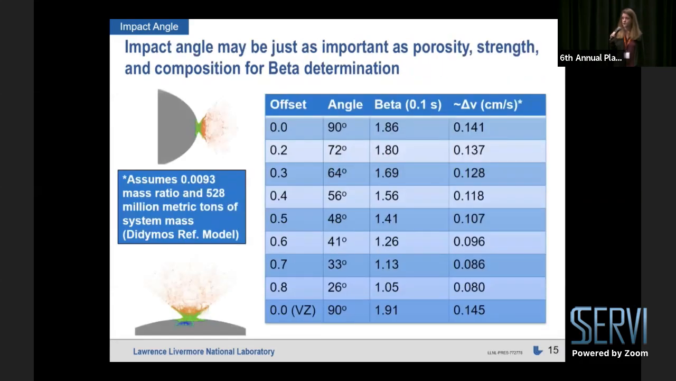And here we're just showing the same results in a table. The delta V's that these betas correspond to are somewhere between 0.8 and 1.4 millimeters per second.